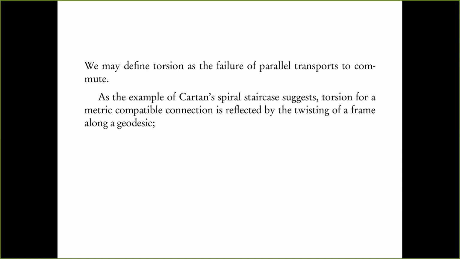So the point is, as Cartan's staircase suggests, if you have a metric compatible connection, and you take a frame, remember we chose the z-axis, and then we said if I take a stick pointing in the y direction and I move along the z-axis, the sticks basically start rotating, staying perpendicular to the z-axis. So that's basically talking about twisting, right?